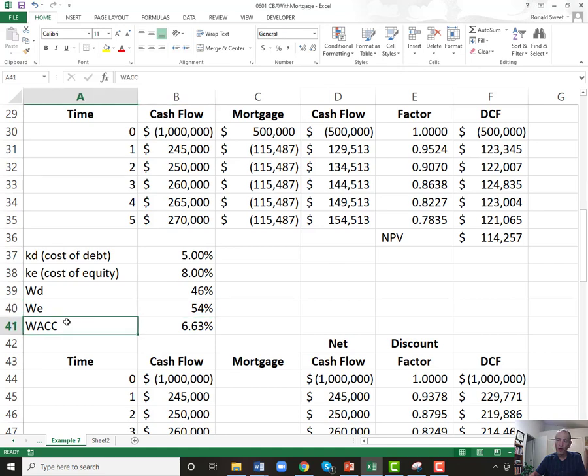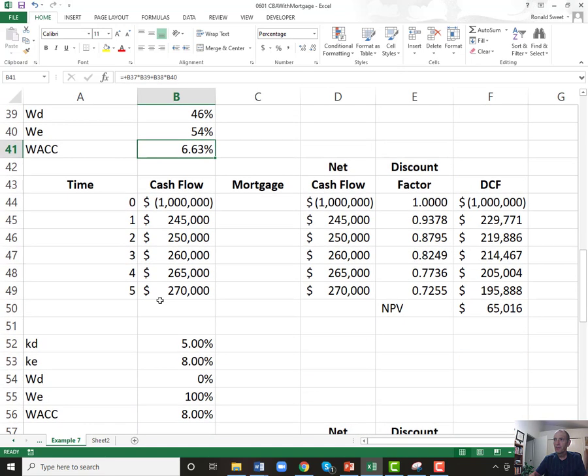And we're going to do weighted average cost of capital. That's one of our next topics. We just weight those two, and we get a cost of capital of 6.63%. Now when we do the net present value, we get $65,000 as our net present value. Why? Because our discount rate's higher.